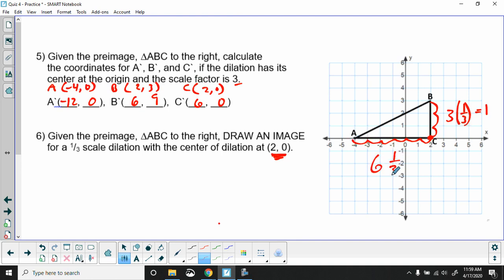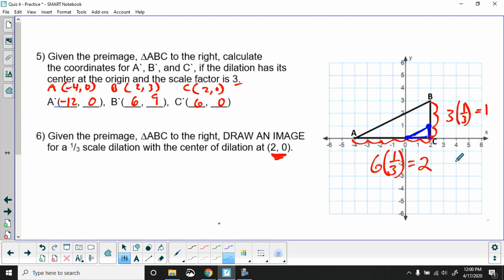I'm going to change colors real quick. So from that point, go up 1. From here, go over 2. And this third side will take care of itself when you connect the dots. Boom. There's your new image of the triangle with the 1/3 dilation.